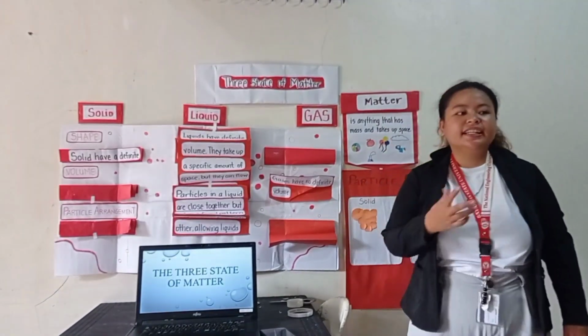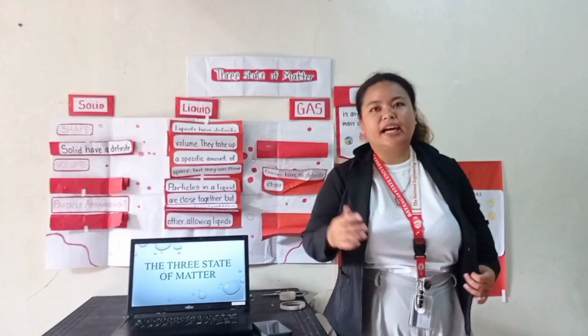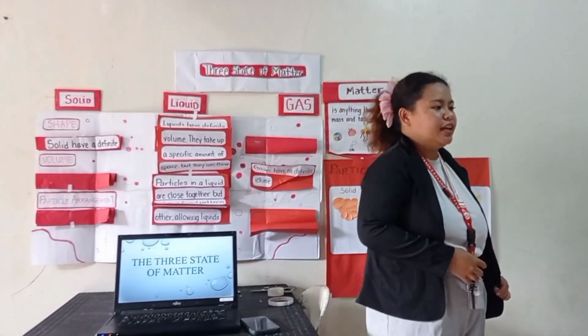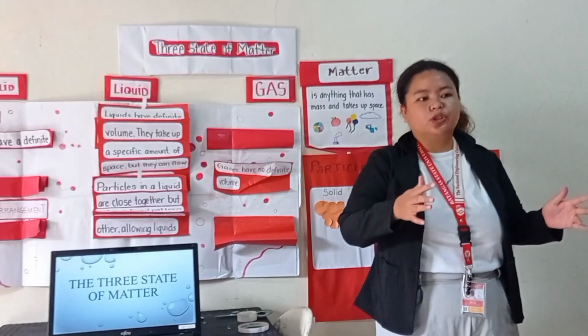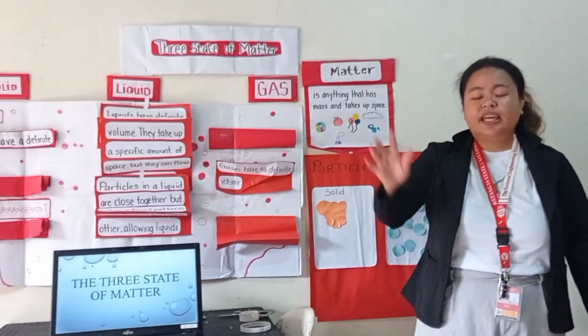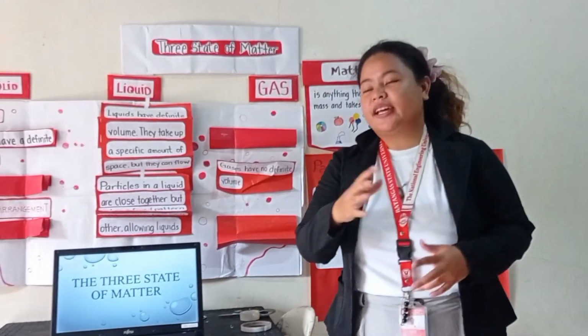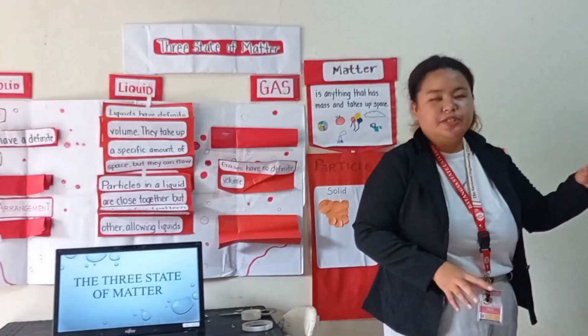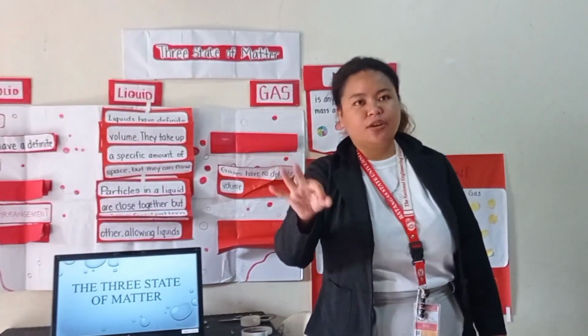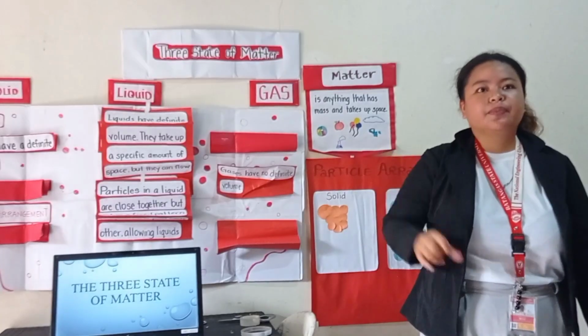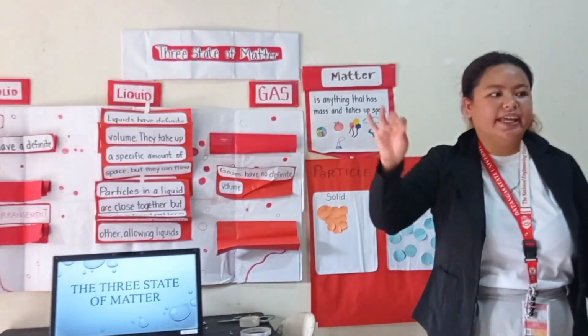Okay, class. Now that you are done with your individual activity, we will have a group activity. The class will be divided into groups with 5 members. Each group will be given a set of pictures or objects. Your task is to sort items into 3 categories, which are solid, liquid, and gas.